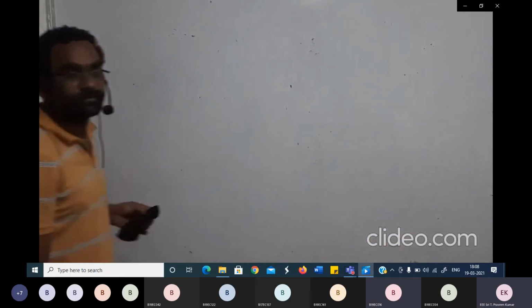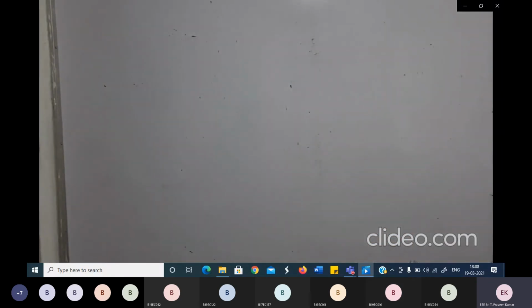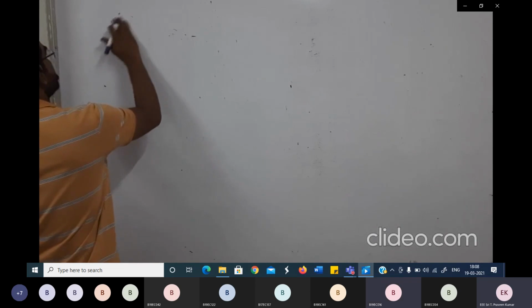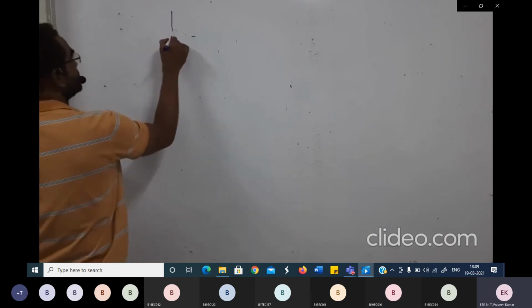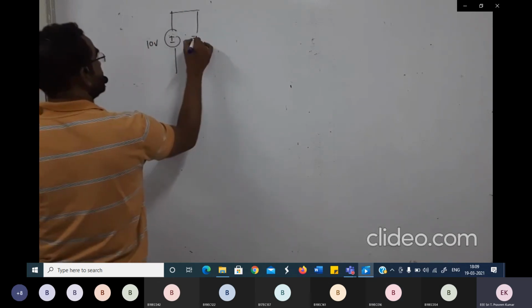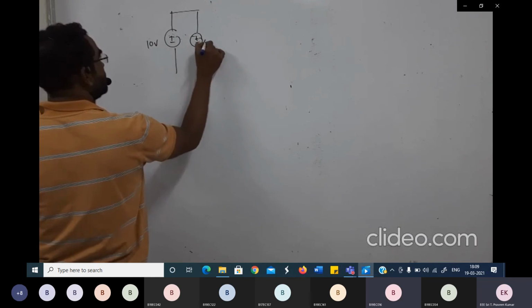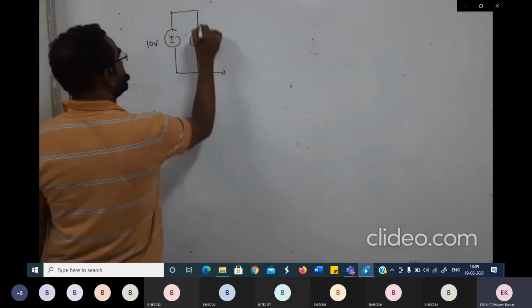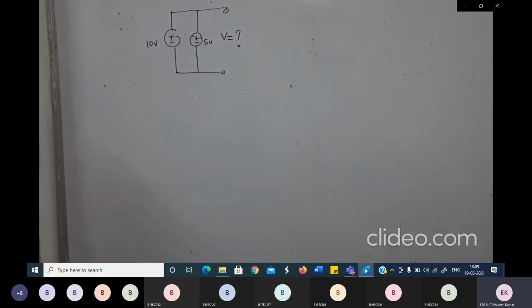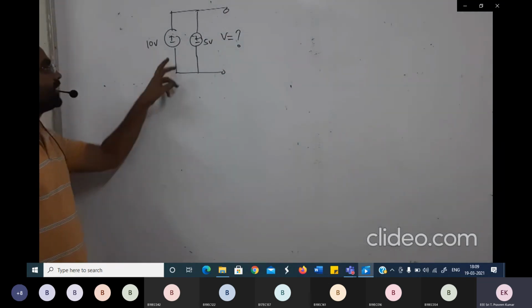Now let me check this. This question is asked for 1 mark. This is a 1 mark question. Let's see the question, please. This is 10 ohms. This is 5 ohms. The question asks, what is V here?